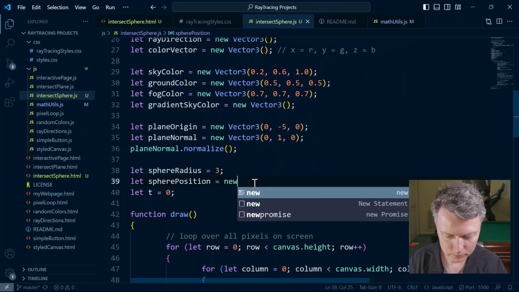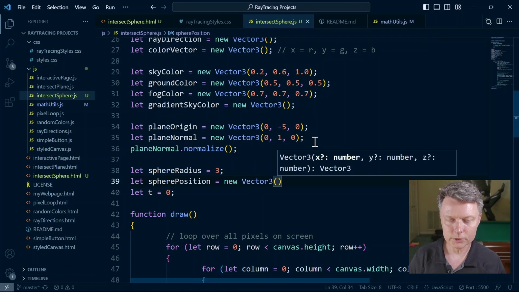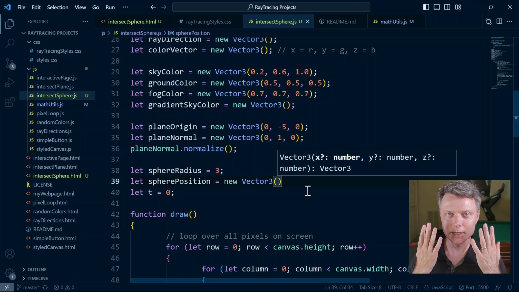So a new Vector3, and we should go ahead and define it here. So where do we want the sphere to be positioned? For now, let's just have it right in the middle. So x will be 0, y will be 0, but we have to move it back a little bit, otherwise it's going to be right in our camera.